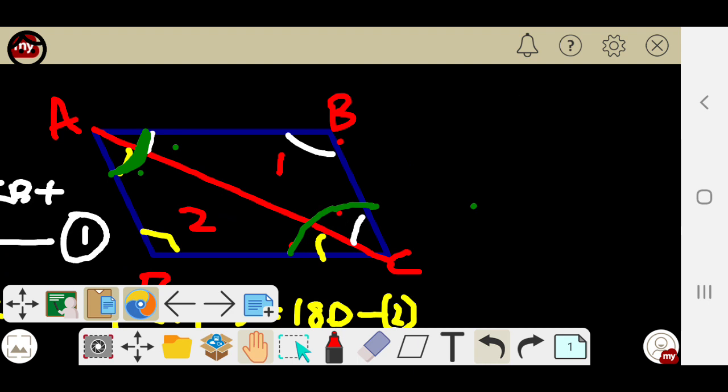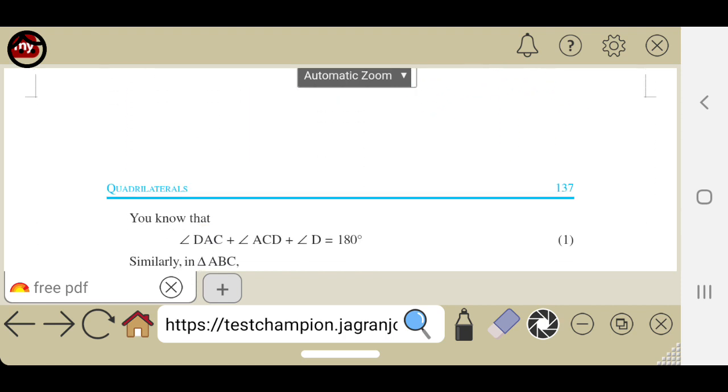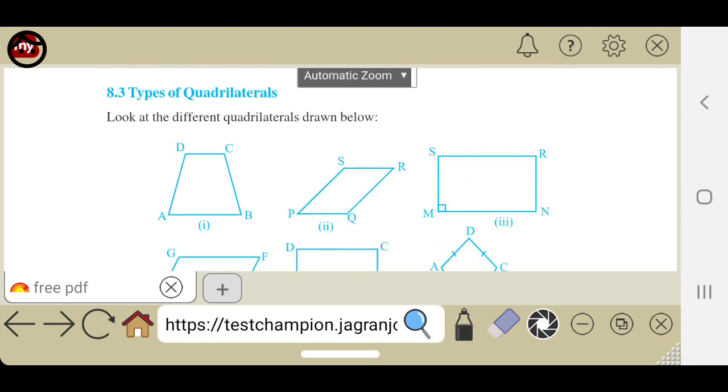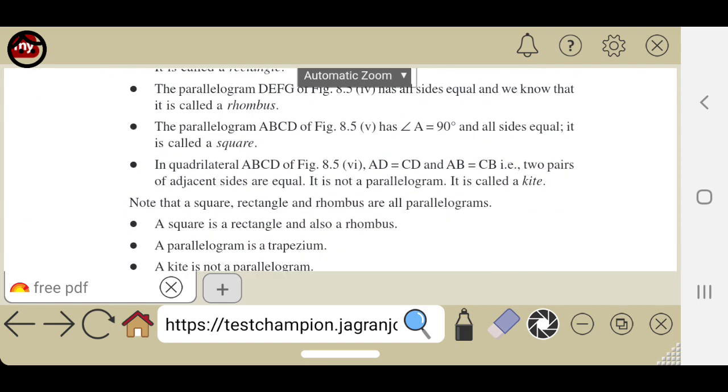First we have to study that one. That is, the sum of angles in a quadrilateral equals 360 degrees. That is known as the angle sum property. Okay. Next, the different types of quadrilaterals and their properties we've already discussed.